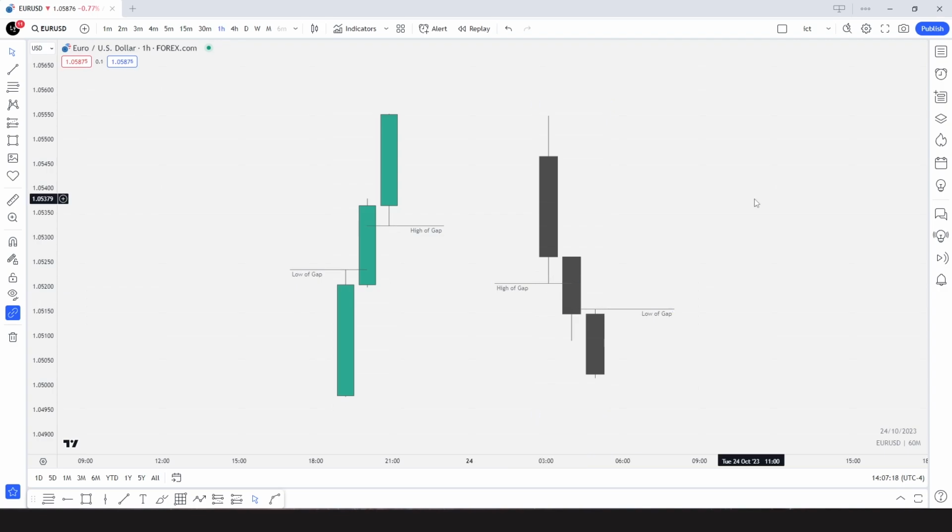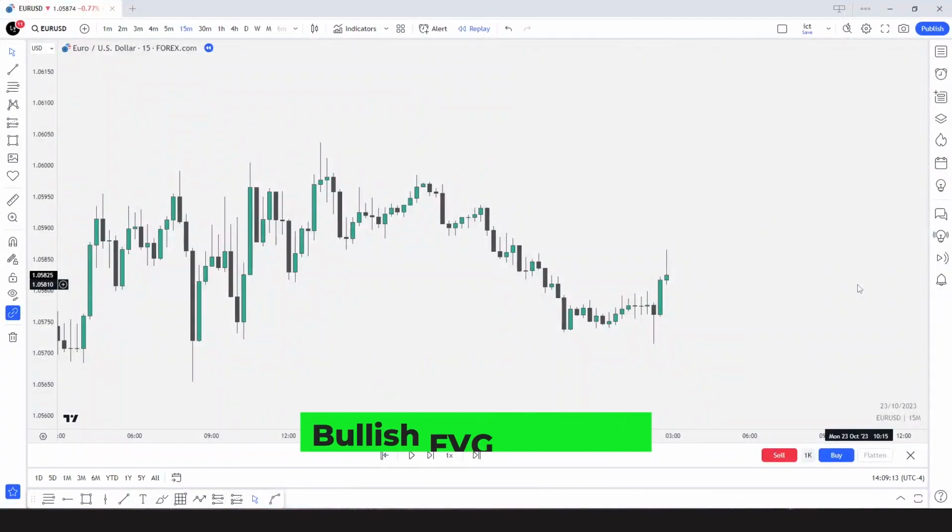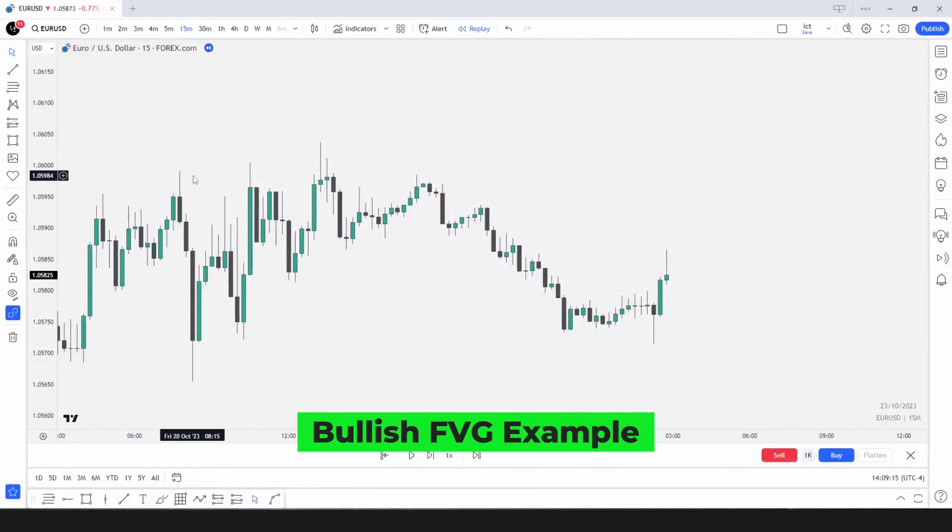So now that we know what a fair value gap is, we will dive into the chart and show you some examples of these fair value gaps used. Now let's go through some examples of fair value gaps and how they are used.